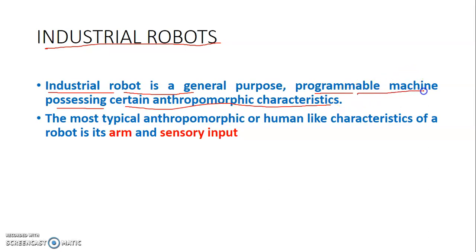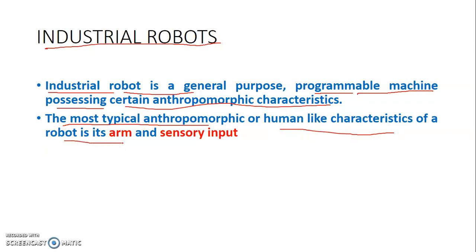Here we can program the robot, we can give some program of instructions to the robot so that the robot will follow the instructions and do the work according to the given programmable instructions, and it possesses certain anthropomorphic characteristics. What are anthropomorphic characteristics? It possesses characteristics like a human being, so that is called anthropomorphic characteristics. The most typical anthropomorphic or human-like characteristic of a robot is its arm.